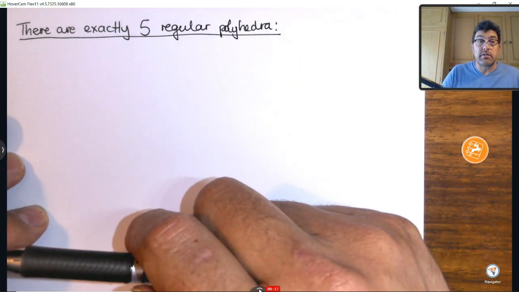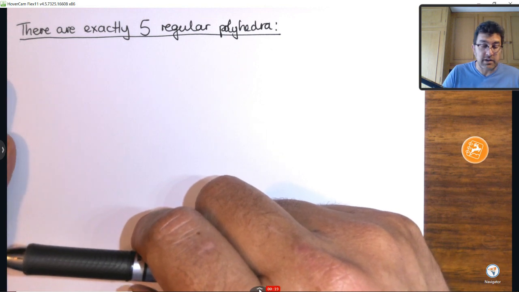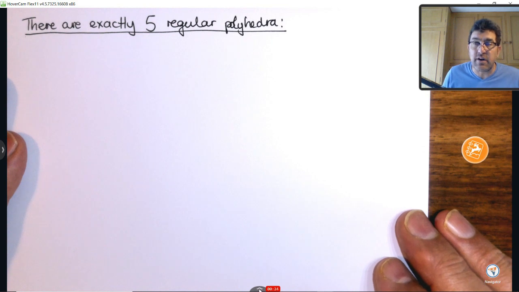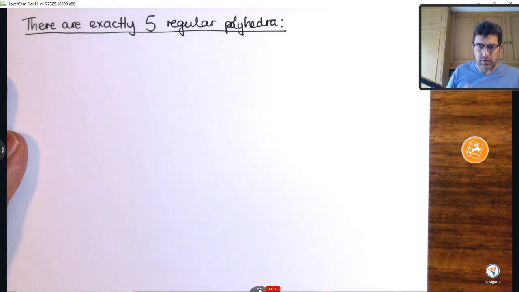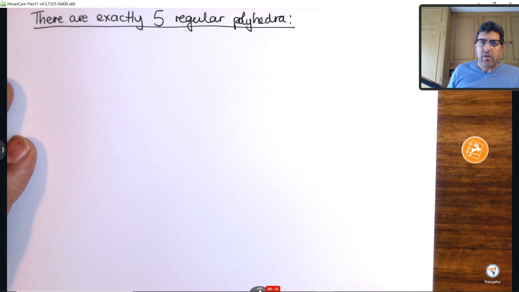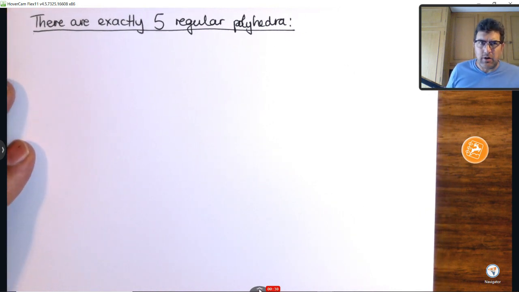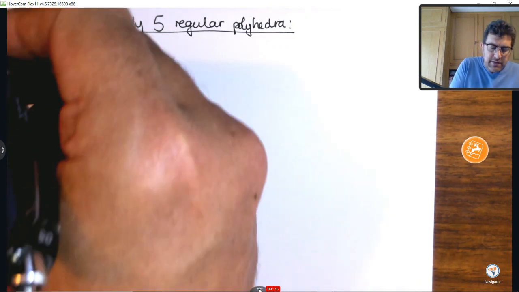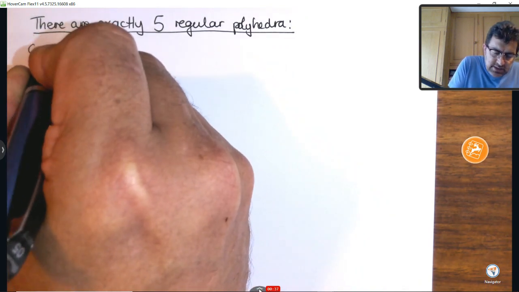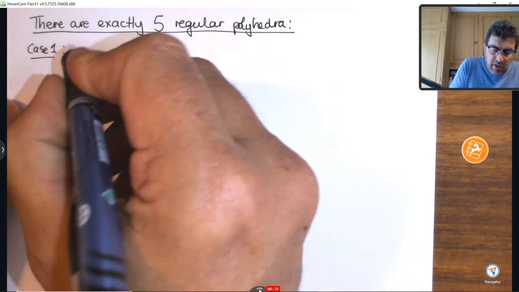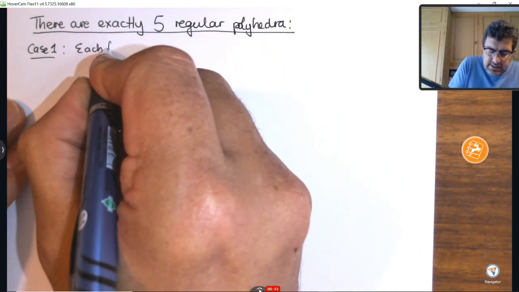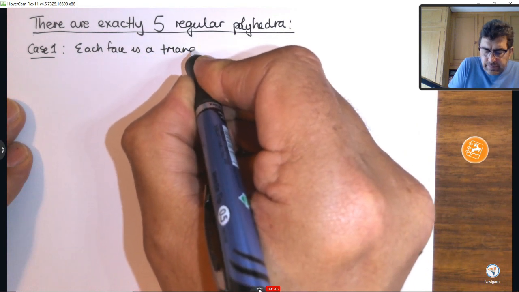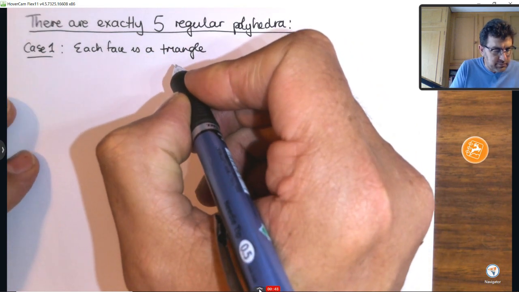Okay folks, in our last video we are looking at planar graphs and we are going to show that there are exactly 5 regular polyhedra. We're going to prove that. Quite a nice, long, complicated problem. It's the last example under this heading. So we're going to look at the first case, case 1, where each face is a triangle. That's the first case we're going to prove.